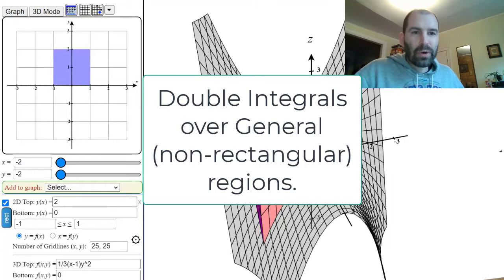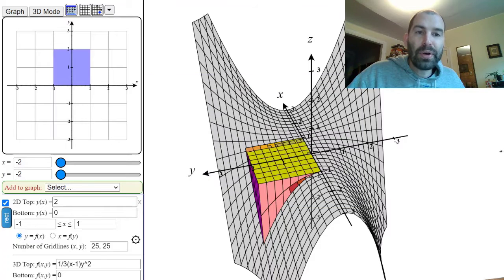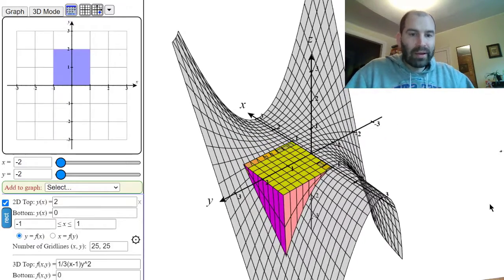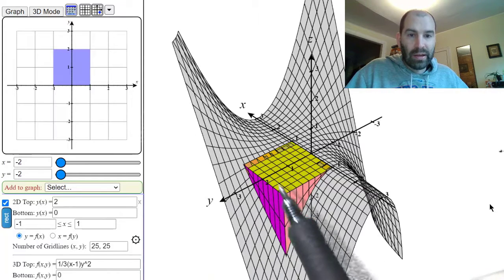Hi there. In this video, we're going to talk about double integrals over general regions. In the previous video, we looked at double integrals over rectangles. And in fact, this is the double integral that we looked at. We found the double integral over that rectangular region right here, right?